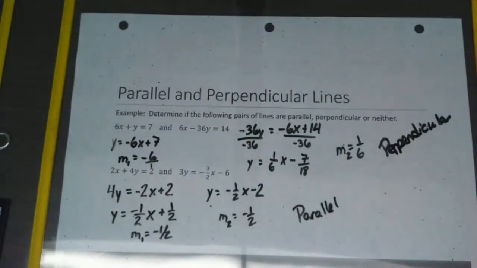So you might be wondering, well, what would it look like if they were neither? If you had one slope of 2 and the other of 6/7, those aren't the same and they're not opposite reciprocals, so that would be a case of neither. So if they're not the same and not opposite reciprocals, that's going to be the neither case.